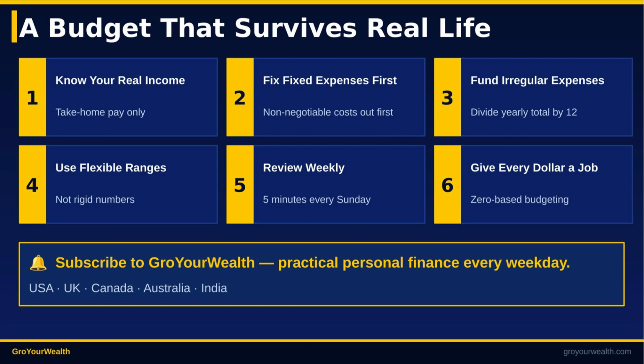A budget that survives real life is not perfect. It is flexible, honest, and built around your actual income and actual expenses, not what you wish they were. Start with your take-home pay, protect your fixed costs, fund your irregular expenses, and review it weekly. That is all it takes.